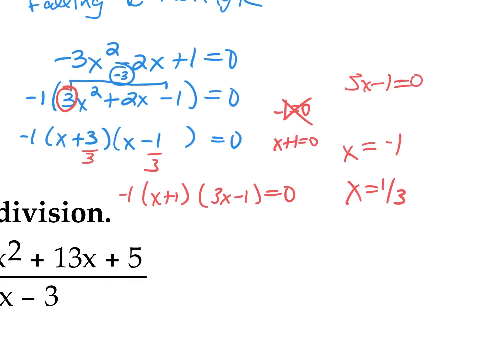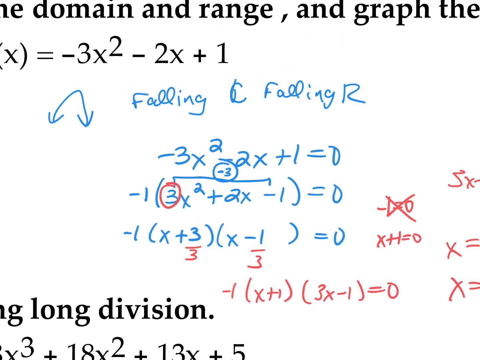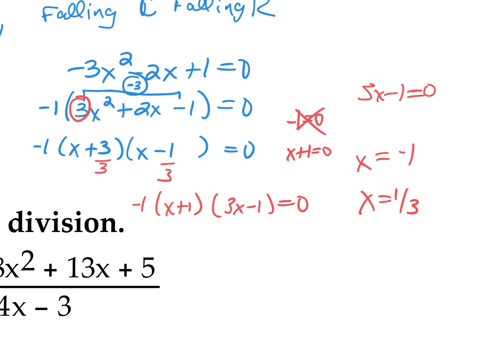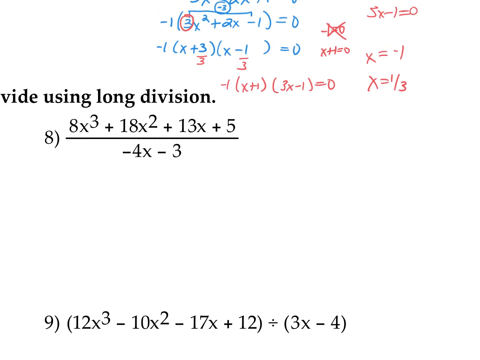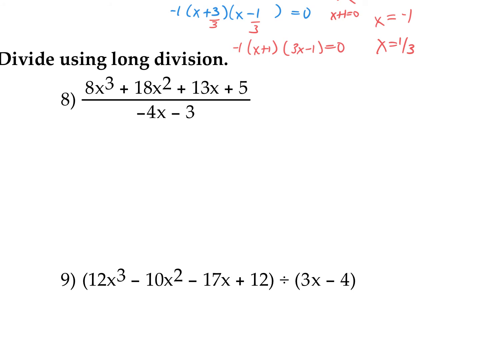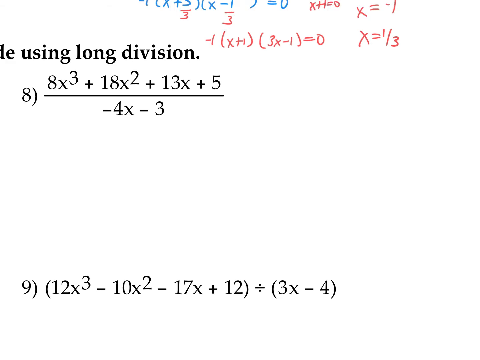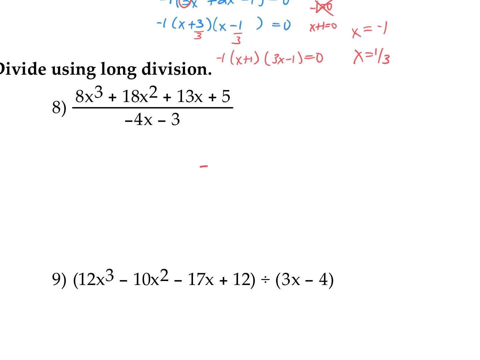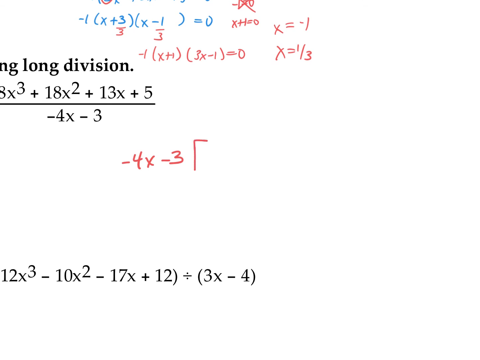How many zeros should I have had from the beginning? 2. How many do I have? 2. Is there multiplicity? No. What's going to happen at each one of those zeros? It's going to go through. Good. Long division. There is a question on the test that says you have to solve using long division. So let's go through it. Chances of you getting a remainder are pretty high, so if you get one, don't freak out.